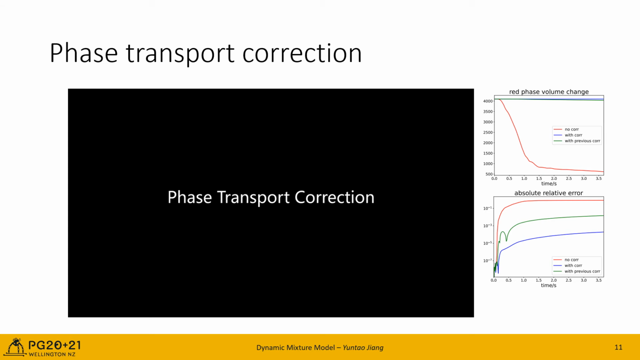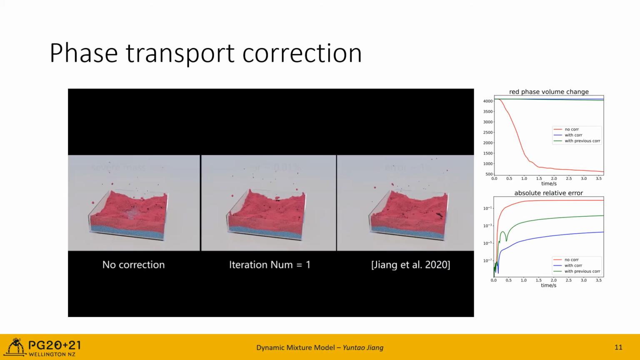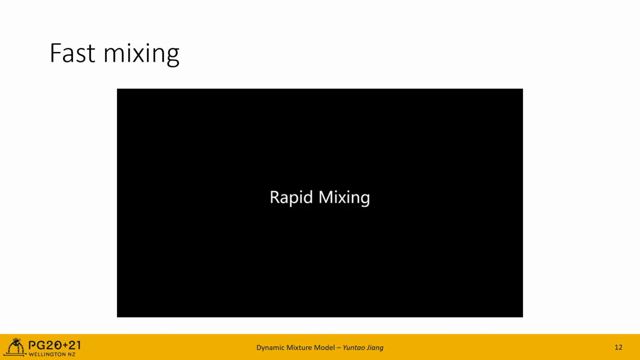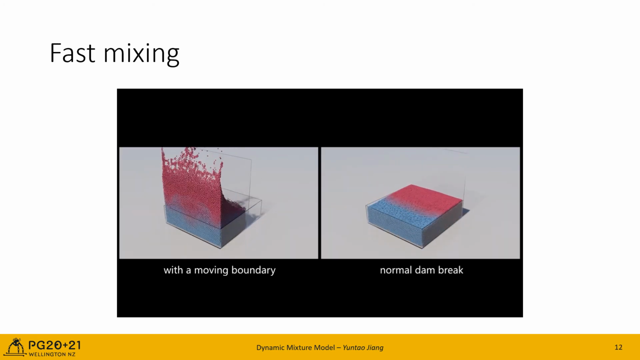Here we show the phase transport with and without the correction. With our iterative correction, we control the error to around 0.01%. In previous methods, a simpler correction manages to control the error around 1%. The improved accuracy may be less obvious in visual effects, but can be helpful in cases where the mass conservation is highly important. In this case, we show that our method also captures the fast mixing of the phases when driven by a moving boundary.